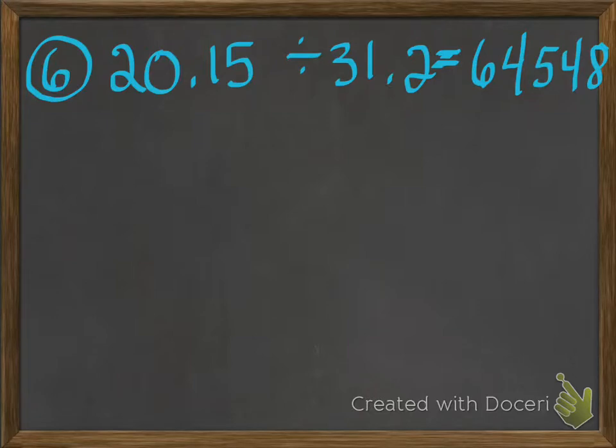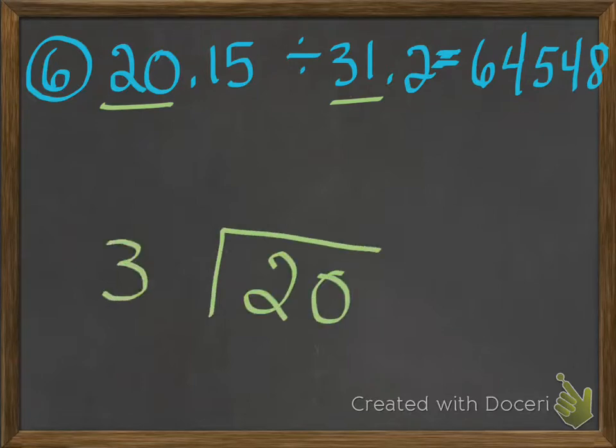Okay, let's try number 6. 20.15 divided by 31.2 equals 64548. Figure out where that decimal point goes. All right, so what you're doing is you're dividing 20 by 31. Remember, if you divide a number by a bigger number, the answer is going to start with a decimal point. It's going to be less than 1. So that means that that decimal point has to go right there at the beginning, 0.64548.